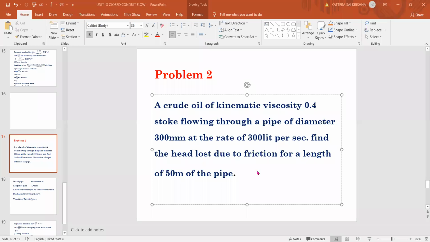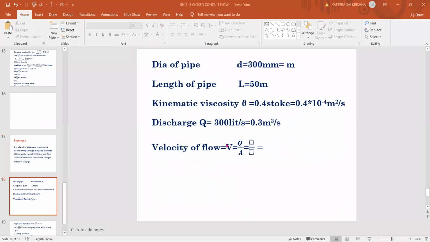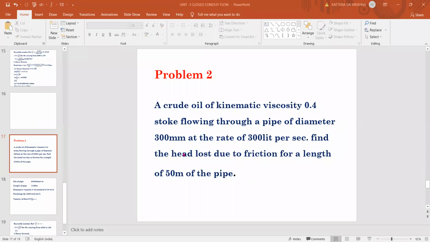So these are the terms given. He's asking to find the head loss due to friction for a length of 50 meters of the pipe. So first write down the given data. Whether you have copied the question?